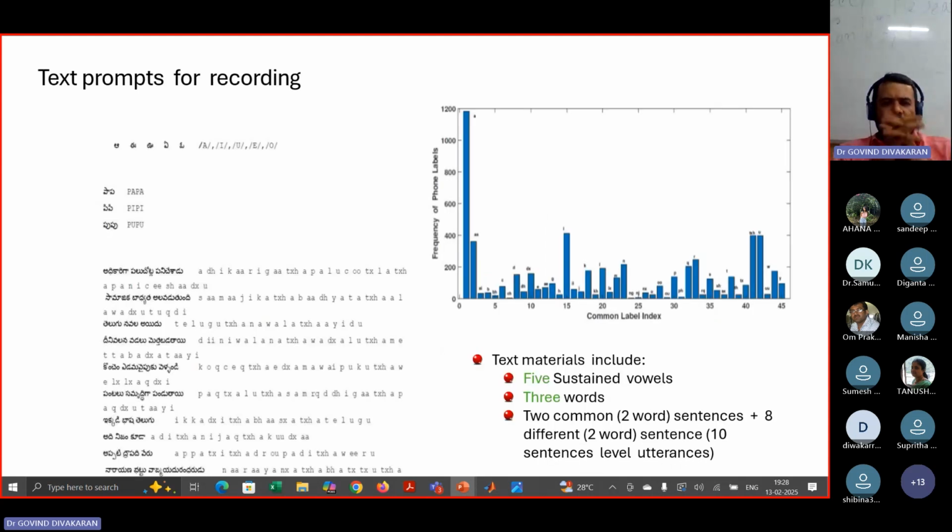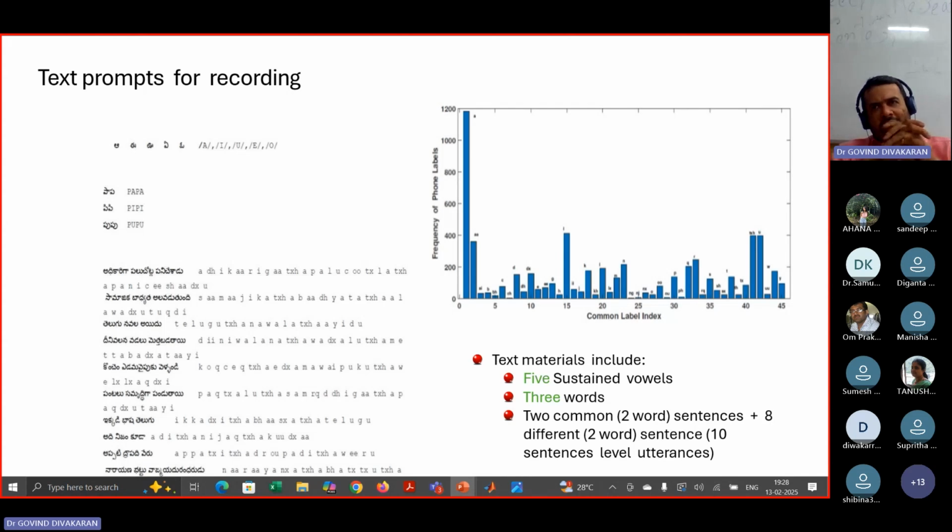Okay, so coming to the text forms to be recorded, there are 3 types of utterances we are using. One is 5 vowels: a, i, e, o, u. Then 3 words involving transition between plosive consonants and the vowels: papa, pipi, pupu. Then you can see that 10 sentences are designed.